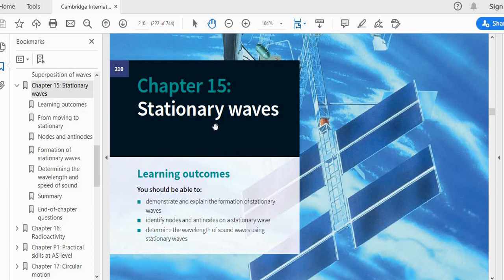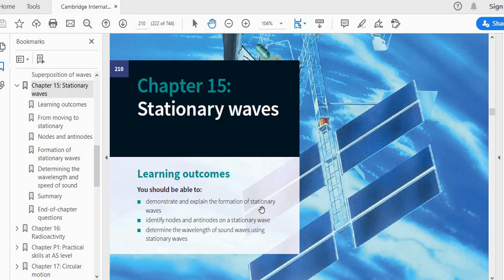Chapter 15, Stationary Waves, Learning Outcomes. You should be able to demonstrate and explain the formation of stationary waves. Stationary waves are also called standing waves. So we will see how we can form stationary waves using some apparatus.